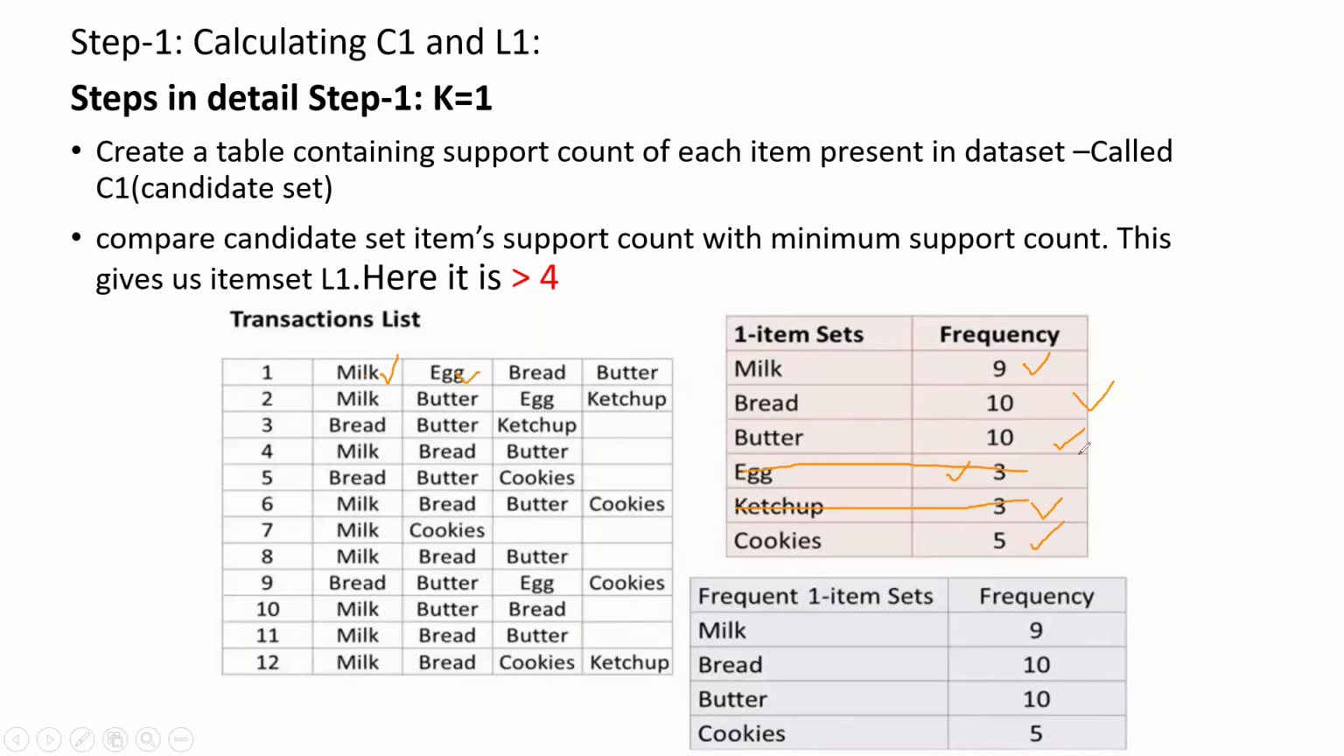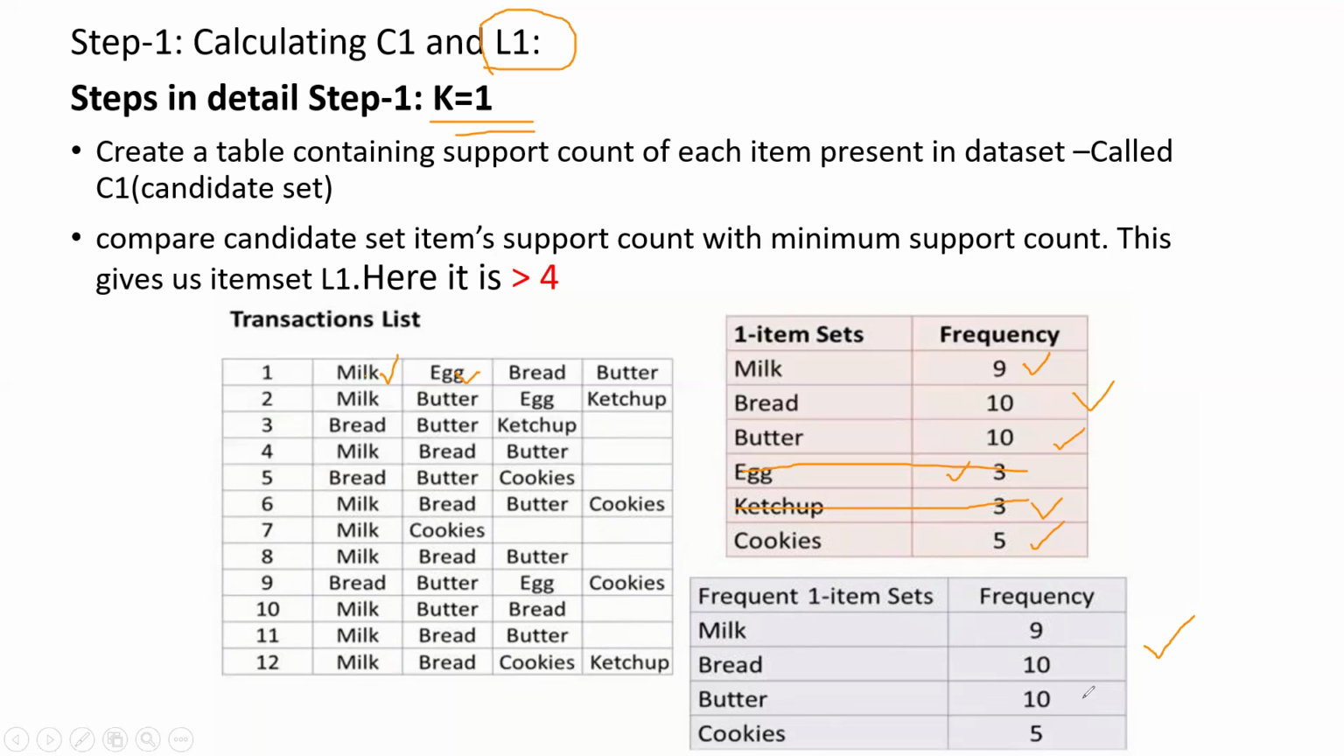So now here we can find egg and ketchup. The count is less than 4. So we can remove these 2. So remaining we got milk, bread, butter. So what we got exactly, we are writing down. This is called our L1 table. The first one is our candidate table C1, and this we got as L1. What we have done is we removed the items which do not have a count of at least 4. Then we got this step.